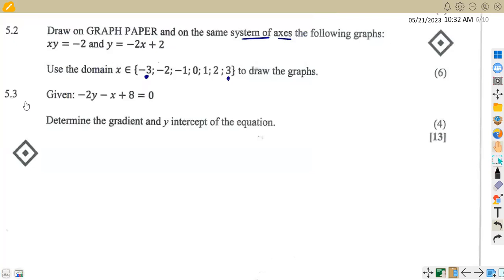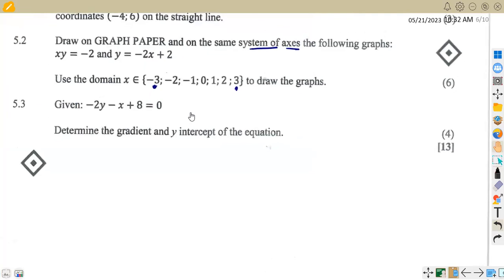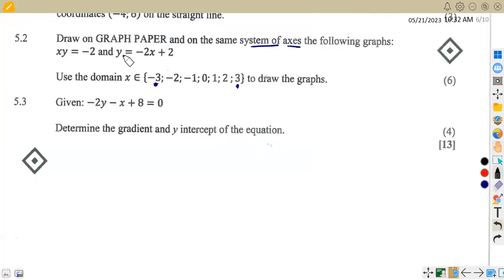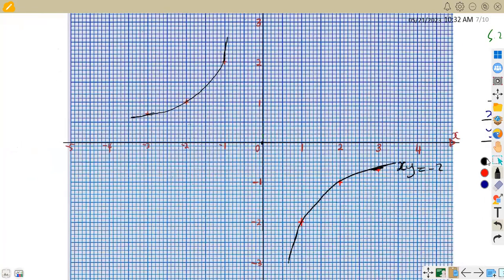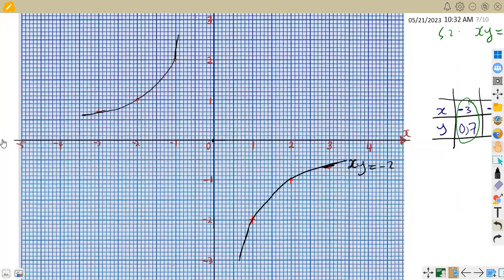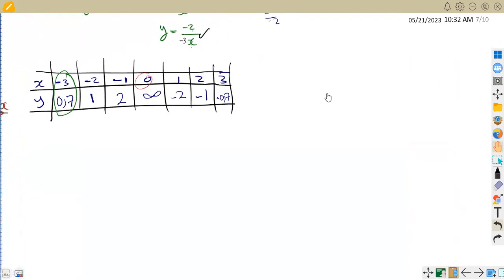You check the other part. We were also given a straight line. There are 2 graphs. Also, the graph of y equals -2x plus 2. So this is a straight line graph. How do we draw a straight line graph? We can use the intercepts, or we can simply use our values. Remember, we are told that this one is the line of y equals -2x plus 2.